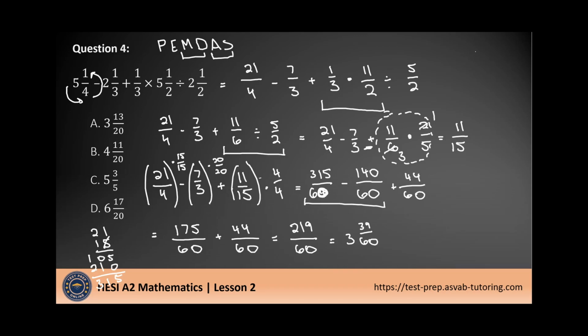You can see we can simplify this by dividing by 3. And that's going to be 3 and 13 over 20. So definitely a longer problem, but not necessarily challenging. Just a lot of steps and a few two-digit multiplication problems in there.